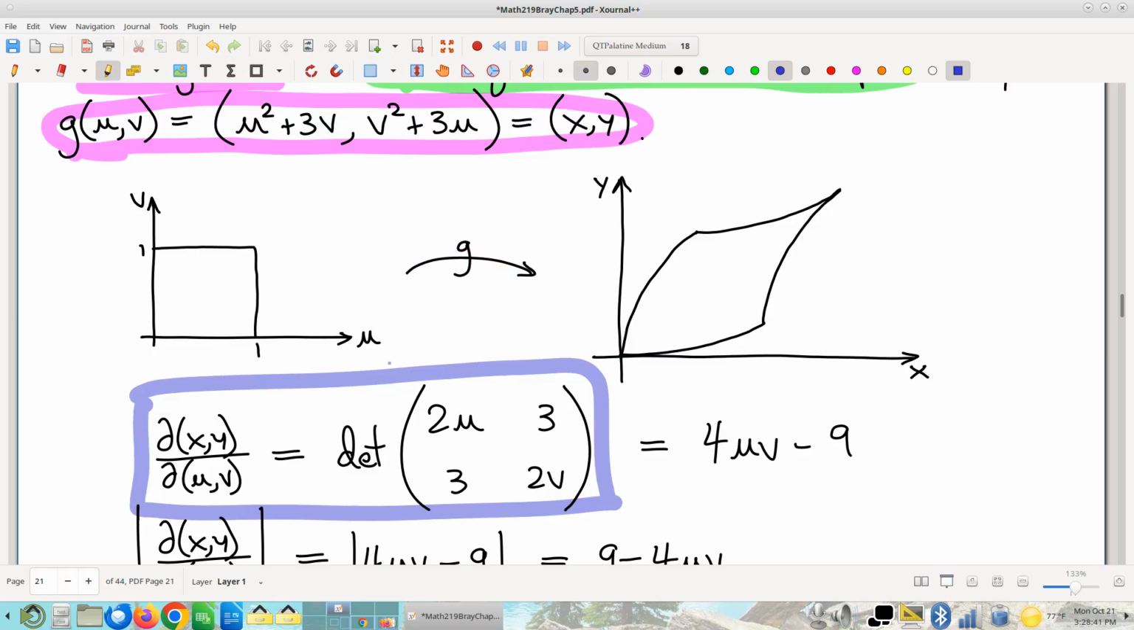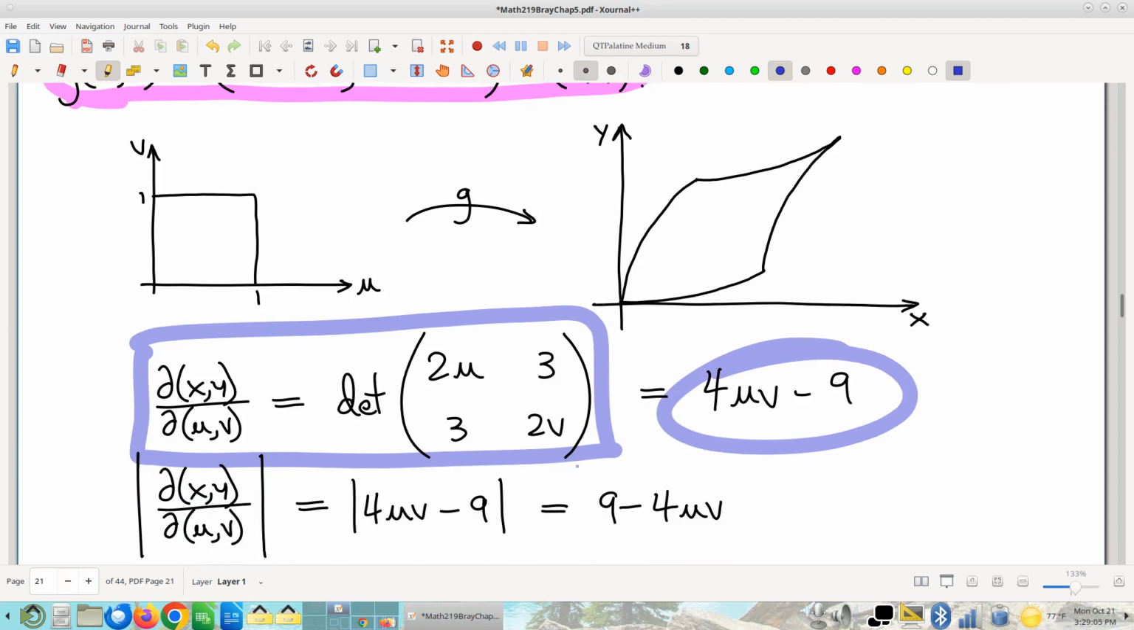Details. Make sure that you understand where this matrix came from. Again, that's the derivative matrix for x and y as functions of u and v. Take the appropriate partials. Don't get your rows and columns confused. Lucky break, it happened to be symmetric in this case. You won't always get that lucky. And then this little fractional notation means determinant. Okay, and that's an easy determinant to compute.